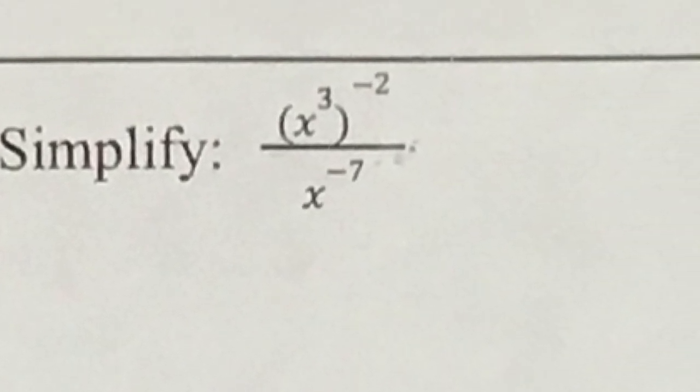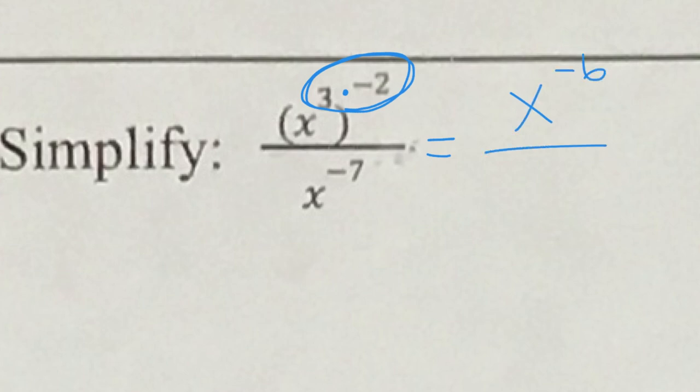What's going on here? First, we should do what to these powers? We're going to multiply them. A power raised to a power is multiplication. So 3 times negative 2 is negative 6 over x to the minus 7.